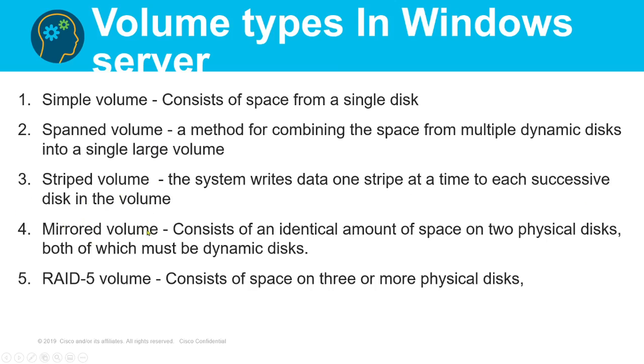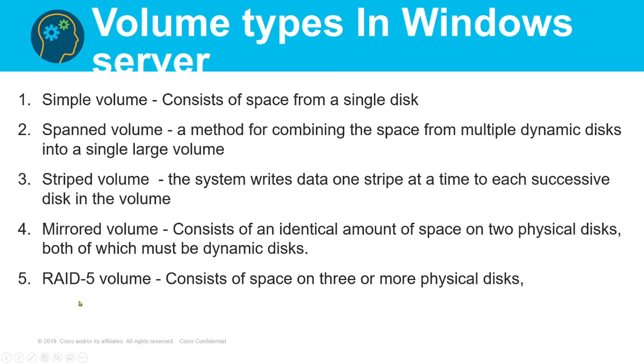Number 4, mirror volume. When we say mirror volume, it is identical. Okay, you know twin brother and sister, they are the same, right? Mirror consists of an identical amount of space on two physical disks. It's like you copy it. Okay? Two physical disks and you copied it, both of which must be dynamic disks.